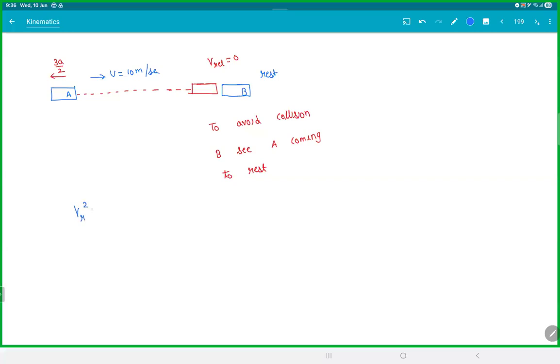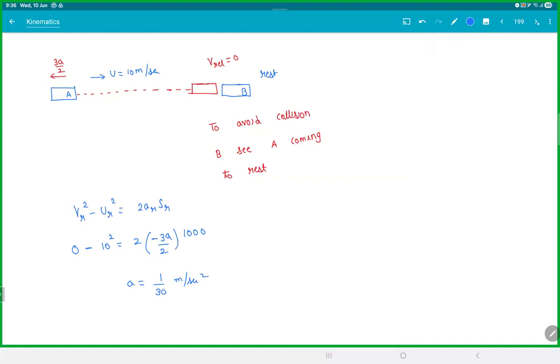V relative square minus U relative square is equal to 2 A relative S relative. V relative is 0, U relative is 10 square. A relative is minus 3a by 2. Be careful, right positive, left negative. S relative is 1000. We get a is equal to 1 by 30 meter per second square. So easy.